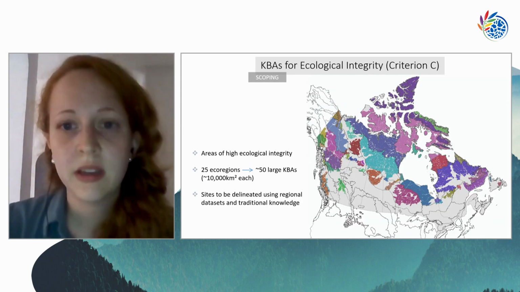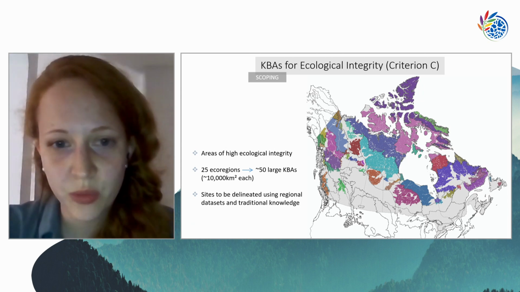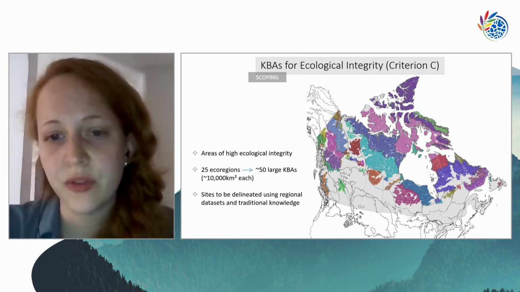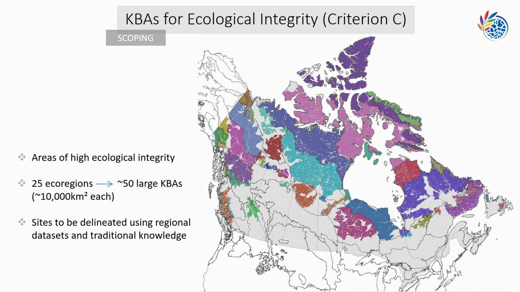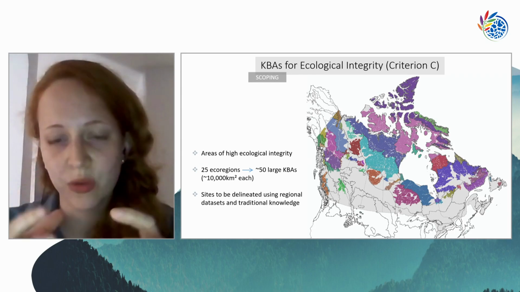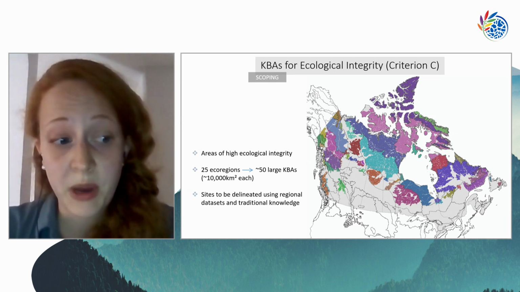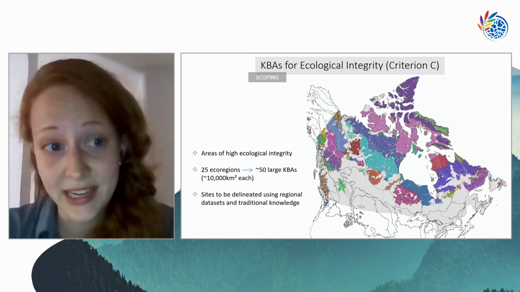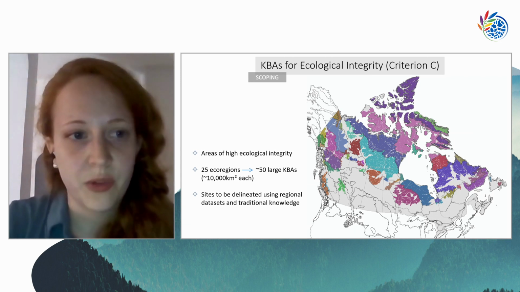Next, please. When it comes to criterion C, what you're seeing on the map here is also screening work, so early work showing areas of high ecological integrity based on a coarse grain analysis that includes factors such as human footprint, hydrological connectivity, and road networks. Within these sites, we're then going to have to go in and delineate actual KBAs using regional data sets and traditional knowledge. So we expect to have about 50 criterion C KBAs by the end of this work, which is quite exceptional and very exciting for Canada.